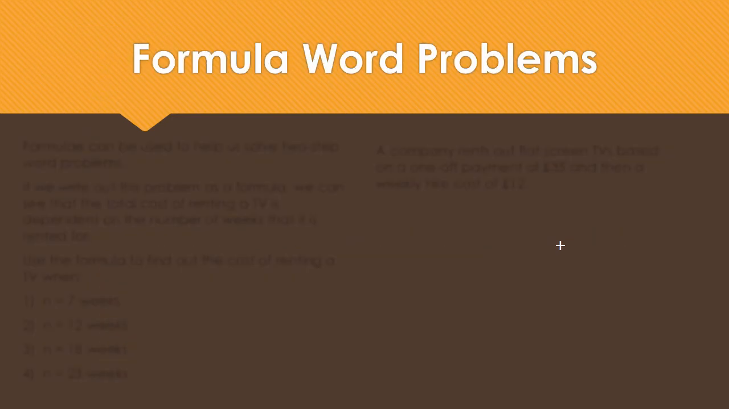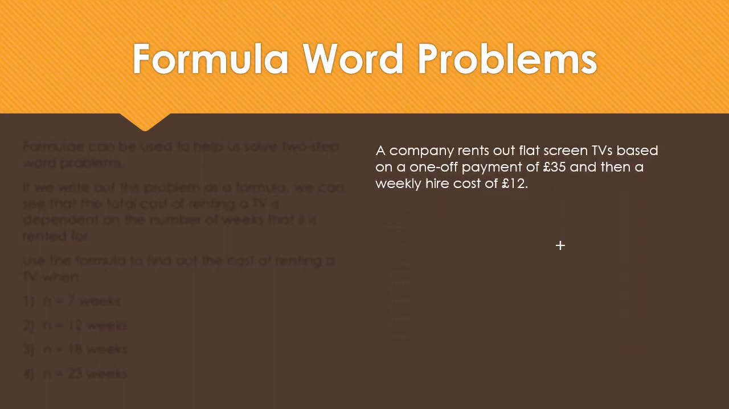Now we're going to have a look at formula word problems. A company rents out flat screen TVs based on a one-off payment of £35 and then a weekly hire cost of £12. That means when you go into the shop and you say, oh, I'd like to borrow that TV for a period of time, and they say, actually, sorry, sir, we don't let people borrow our TVs. Instead, you'll have to pay us some money in order to be able to rent out our TV.